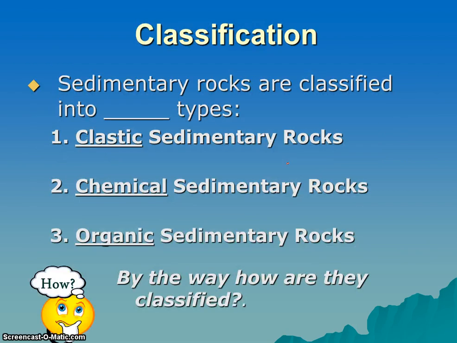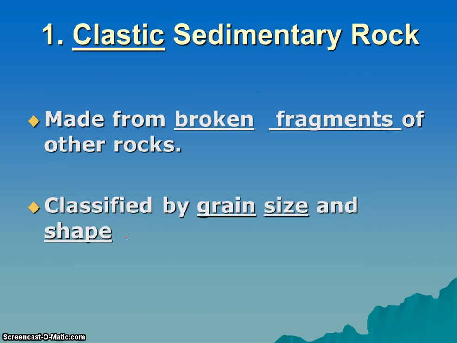Well, let's look at the way that those rocks are classified. We're going to see that sedimentary rocks are classified in 1, 2, 3 different ways. So let's put a number 3 right there on your notes. The first one that we're going to look at is a clastic sedimentary rock. We're going to talk about chemical sedimentary rocks and organic sedimentary rocks. But how do you get those 3 different classifications? How does that happen? Let's talk about clastic first.